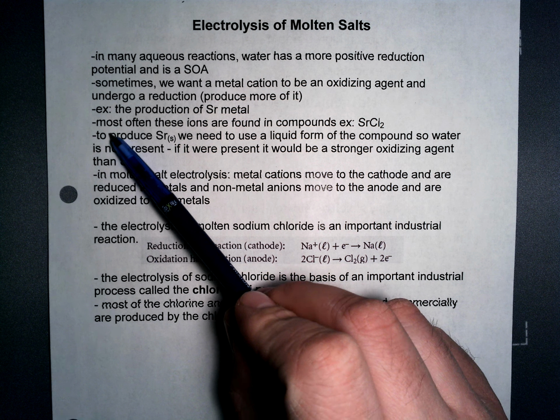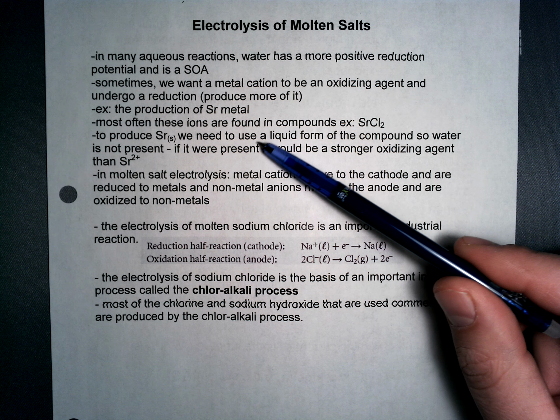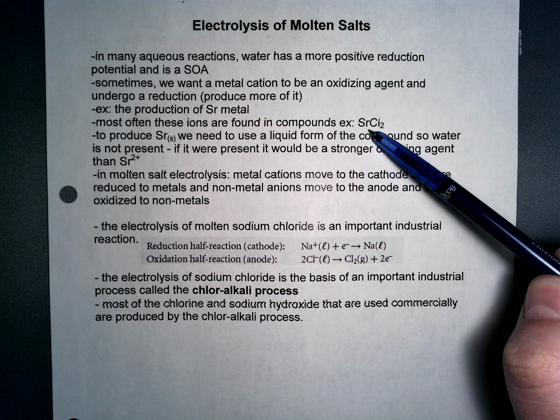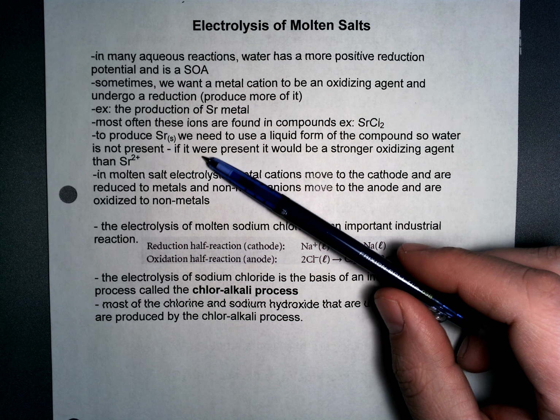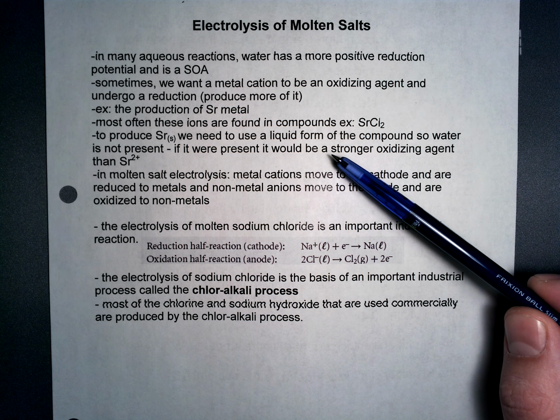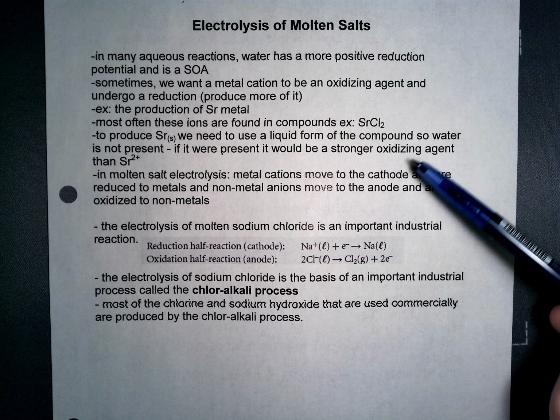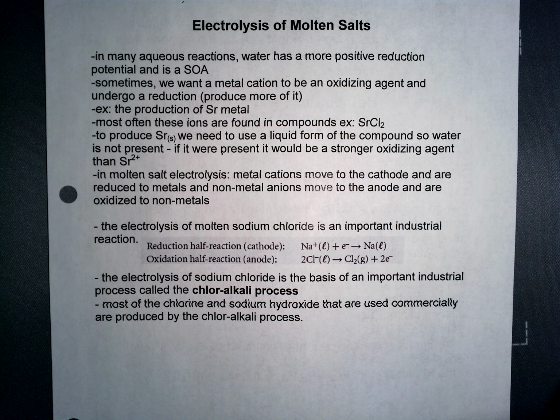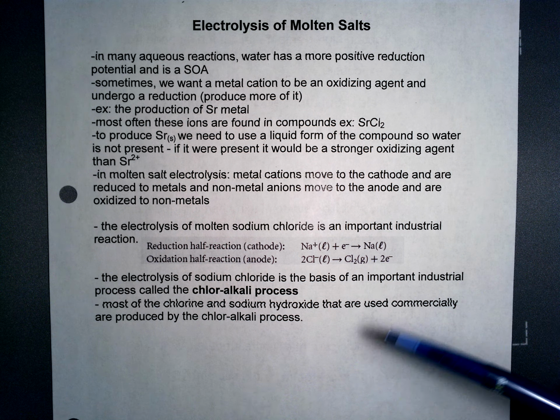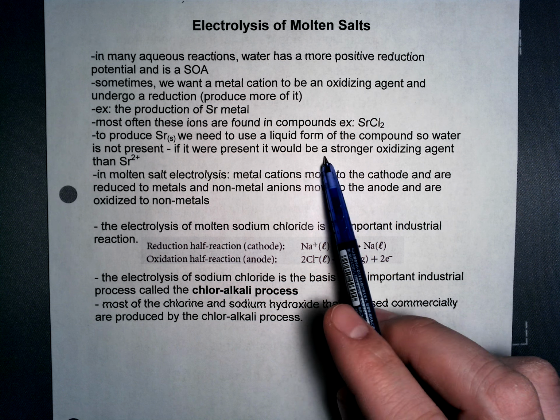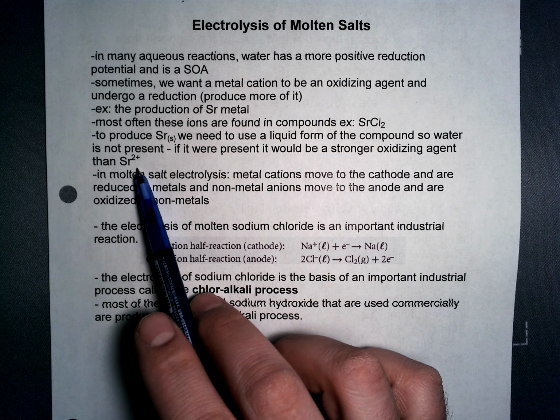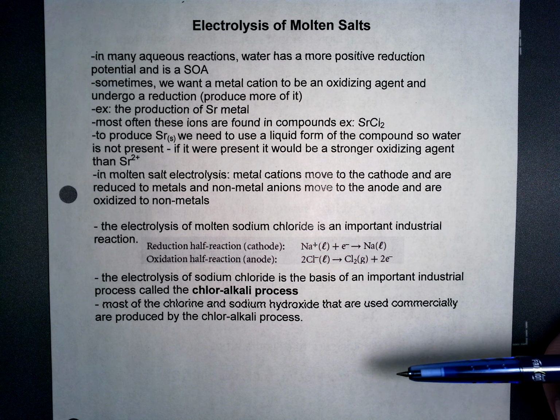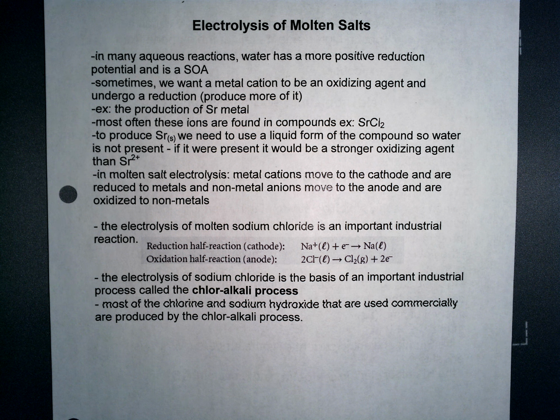Okay, most often these ions are found in compounds. So if we had like strontium chloride, to produce strontium solid, we need to use a liquid form of the compound, so water is not present. Okay, so if it were present, there would be a stronger oxidizing agent than strontium. So we need to get rid of the water. So one way to do that is to basically melt our compound.